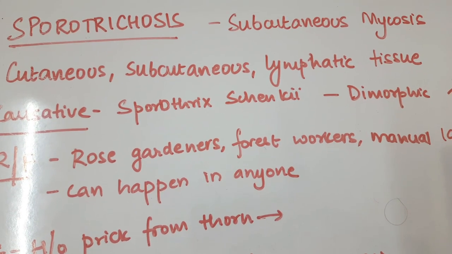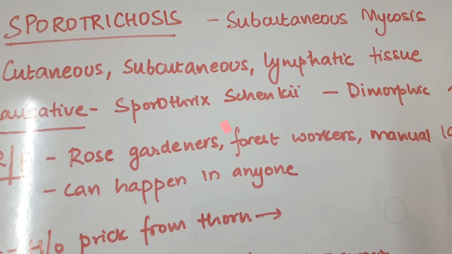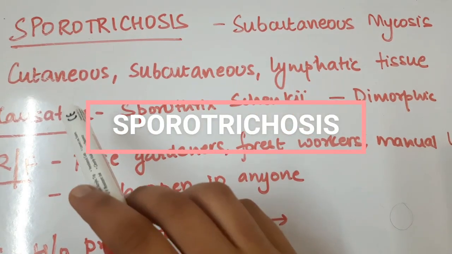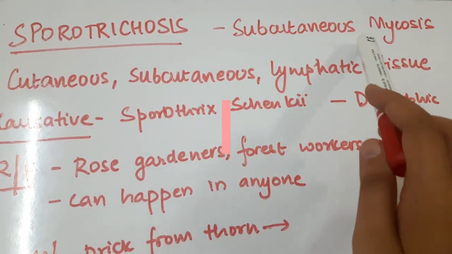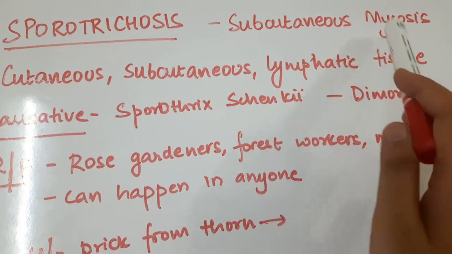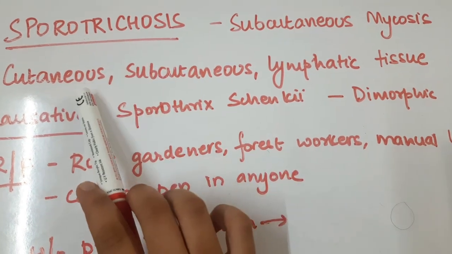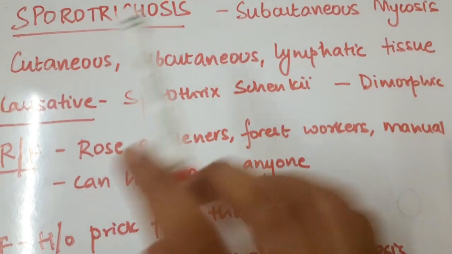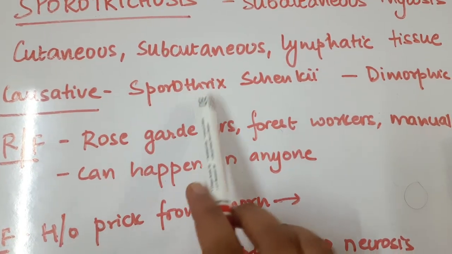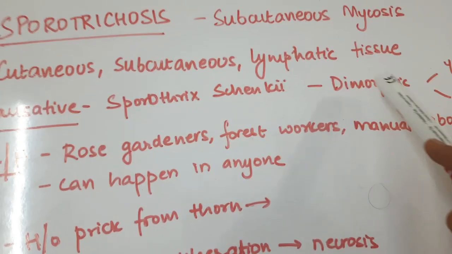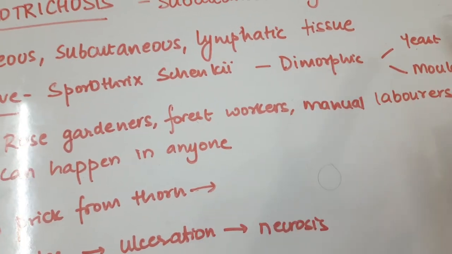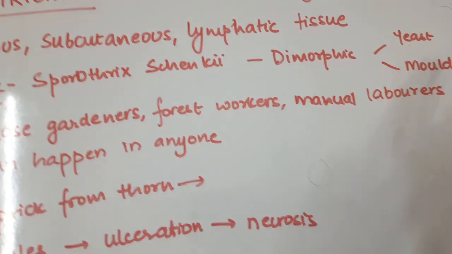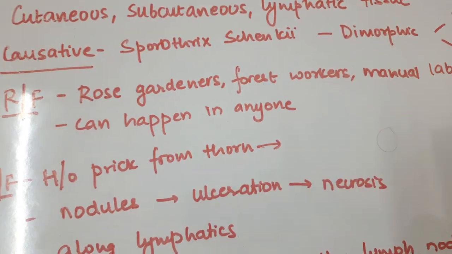Hello everyone. In this video, we will talk about the fungal infection sporotrichosis. Sporotrichosis is a subcutaneous mycosis, but it can involve the cutaneous, subcutaneous and the lymphatic tissue. The causative organism is Sporothrix. Now this is a dimorphic fungus which exists in both forms, the yeast form as well as the mold form.